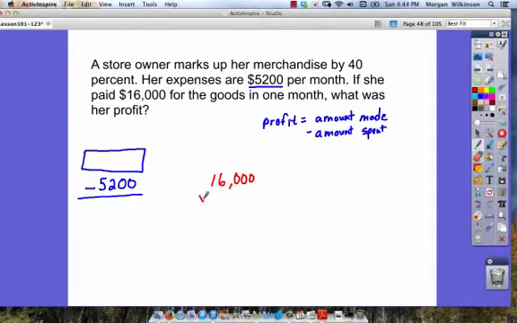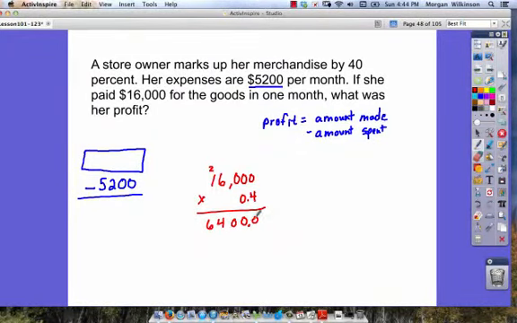16,000 times 0.4, because that's 40%. 4 times 0 three times is 0 three times. 4 times 6 is 24. We'll carry our 2. 4 times 1 is 4 plus 2 more gives us 6. The decimal comes out once, so it comes back in once. We get 6,400. So 6,400 is her markup.